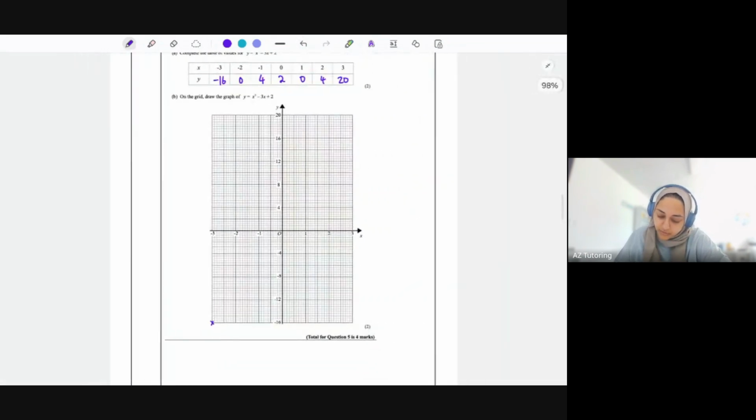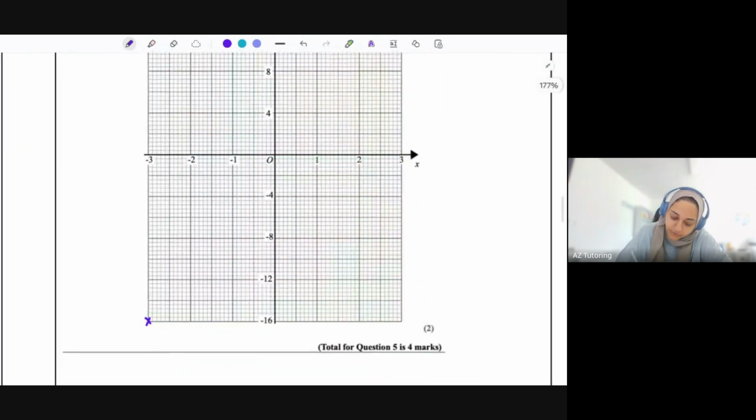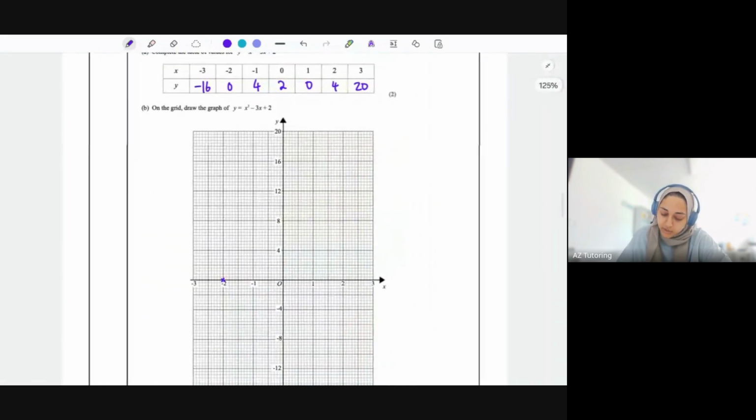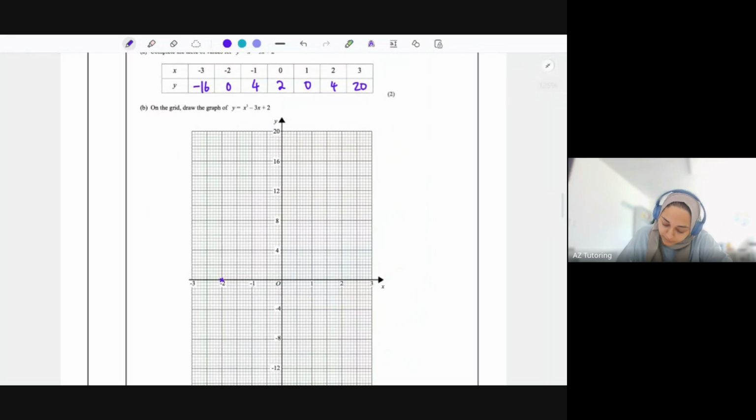We've got minus 2, 0, which is right here. We have minus 1, 4, right here. We've got 0, 2, which, because this is 0 and 4, then halfway would be 2, so that's just there. We've got 1, 0, which is right here. 2, 4 goes back up again. And then we've got 3, 20 right on the top.